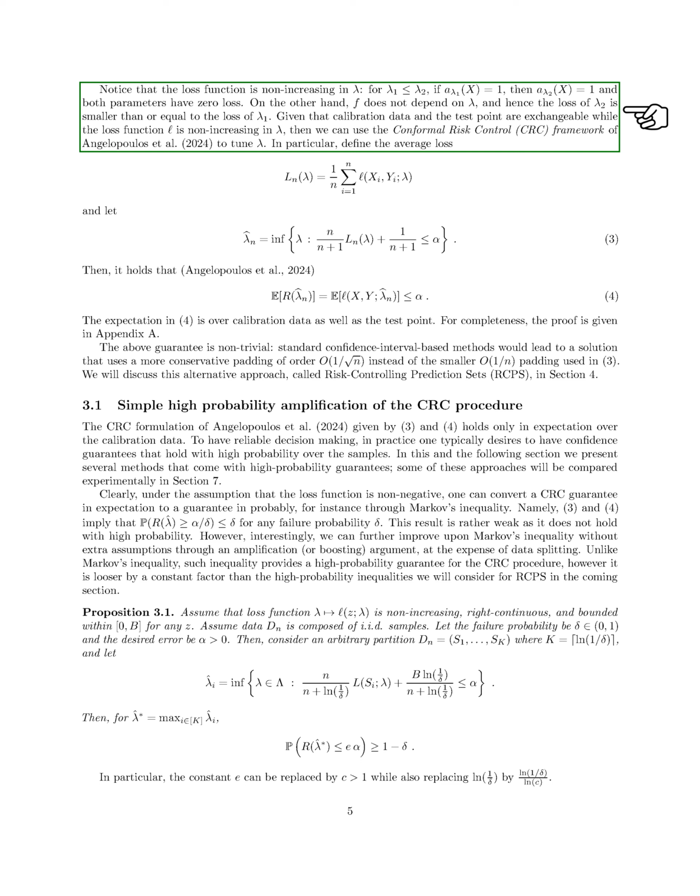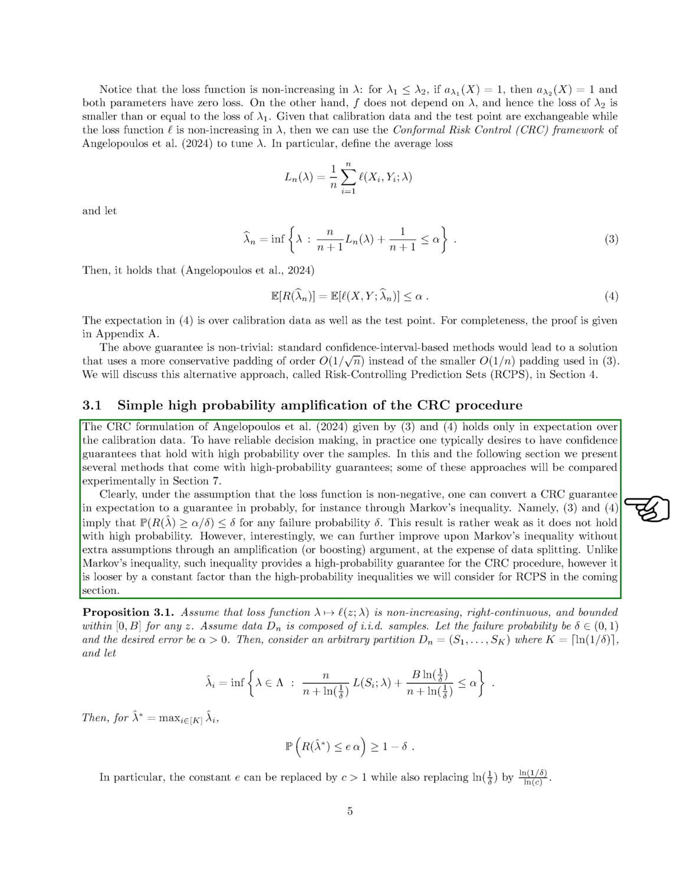By leveraging the CRC framework, we can tune lambda based on the calibration data and test points interchangeably, given the non-increasing nature of the loss function with respect to lambda. To enhance decision-making reliability, we need confidence guarantees that hold with high probability over the samples, rather than just in expectation over the calibration data. We can convert an expectation-based guarantee to a high-probability one using methods like Markov's inequality. However, we can further strengthen this guarantee through an amplification technique, albeit with data splitting.